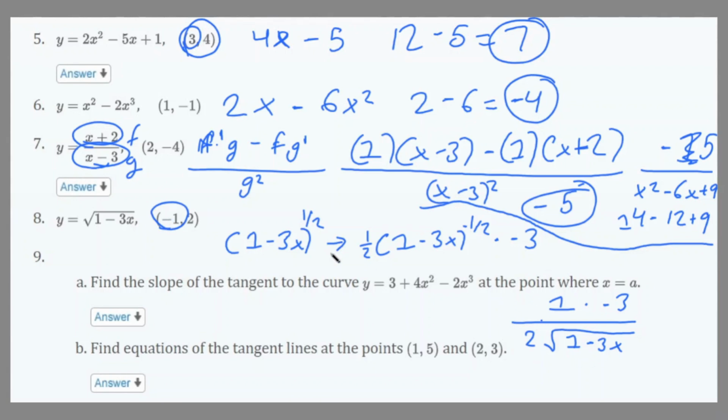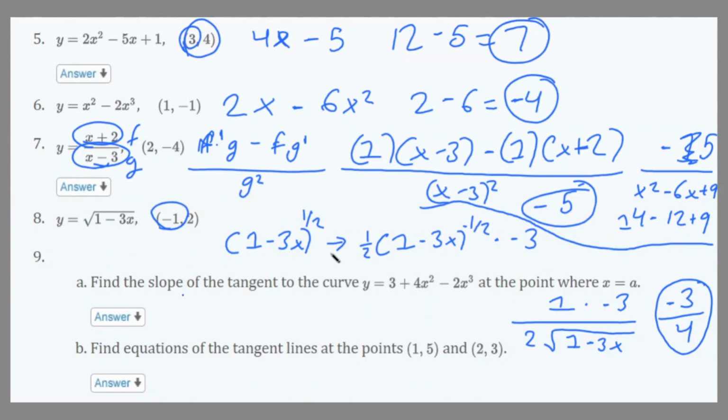Since this is the velocity or the first derivative equation, in order to find the slope, we just plug in the x coordinate. So negative 1, if we plug it in, on the top we'll get negative 3, and then on the bottom we'll get negative 1 times negative 3, that would be 3, 1 plus 3 would be 4, square root of 4 is 2, and then 2 times 2 is 4. So negative 3 over 4 would be our slope for number 8.